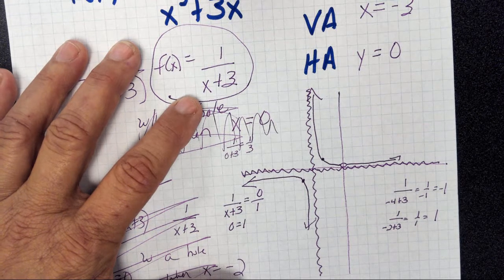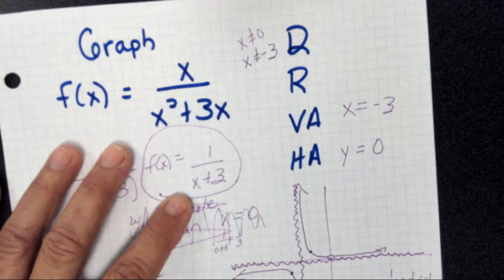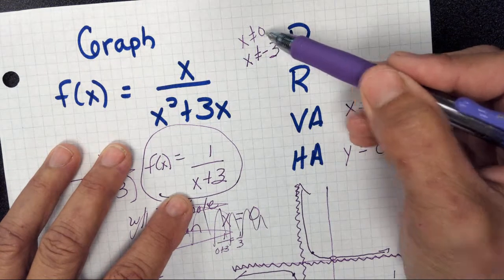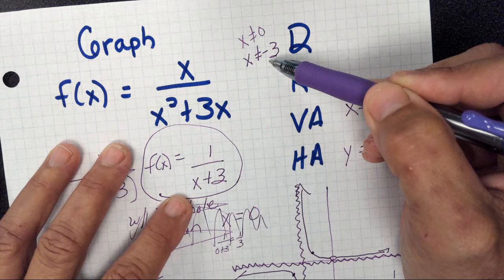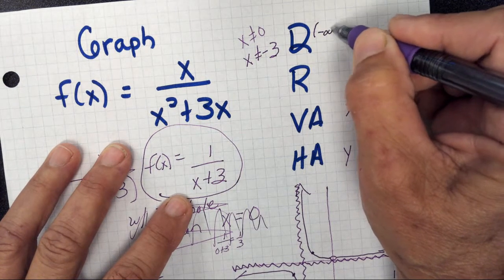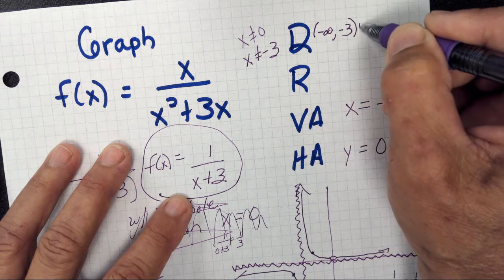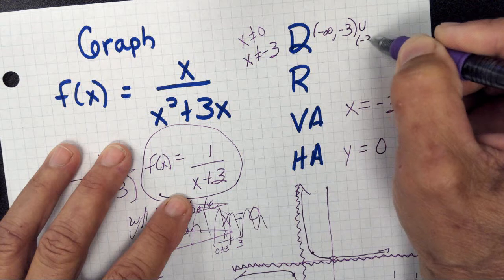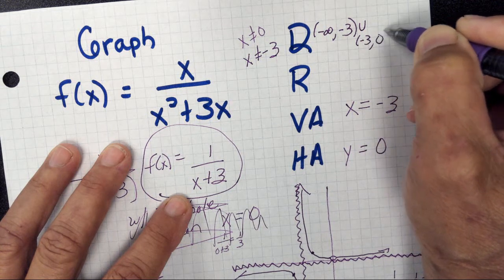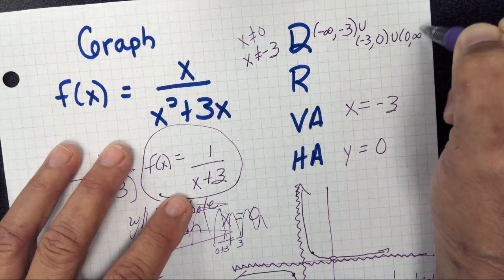All right. Now let's look at my domain. It can't be 0 and it can't be -3. So it is -infinity to -3, -3 to 0, and 0 to infinity.